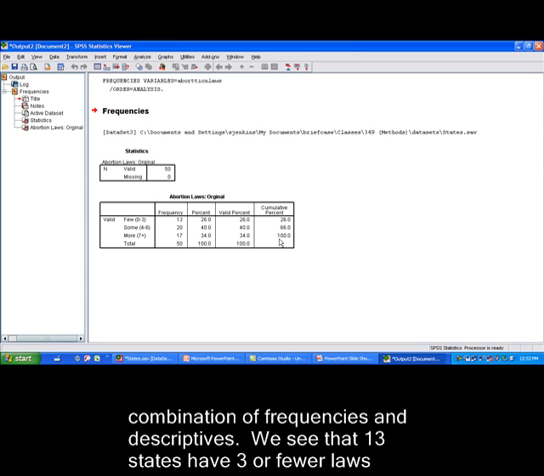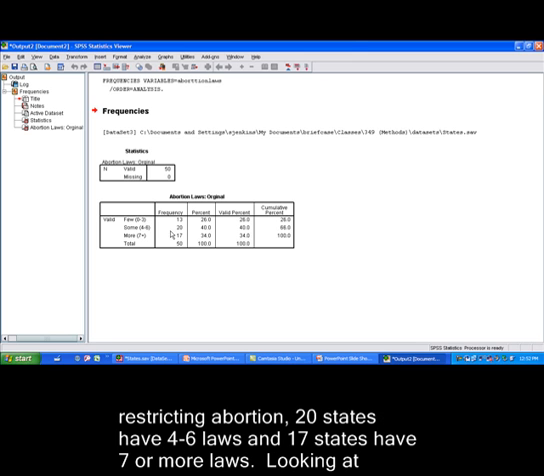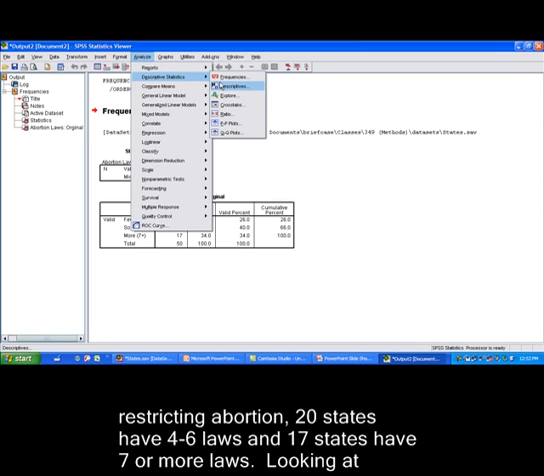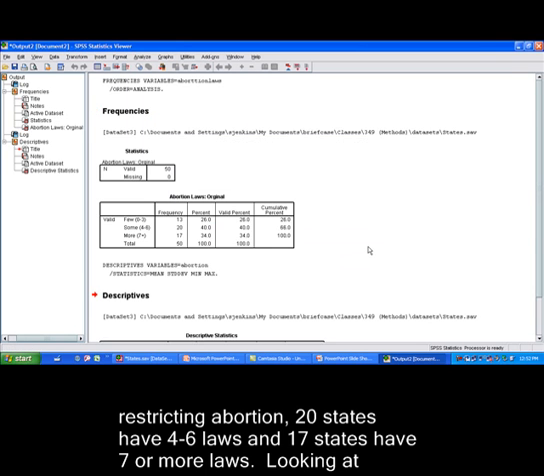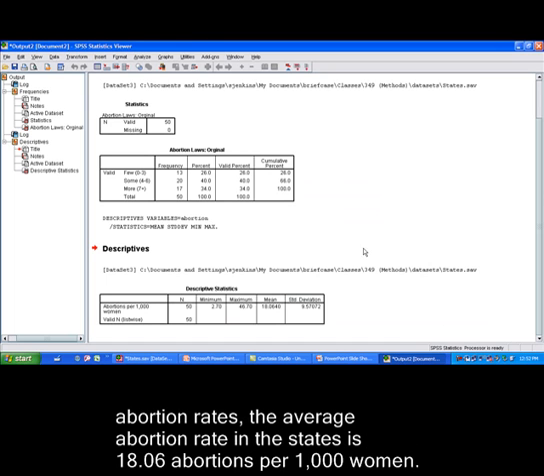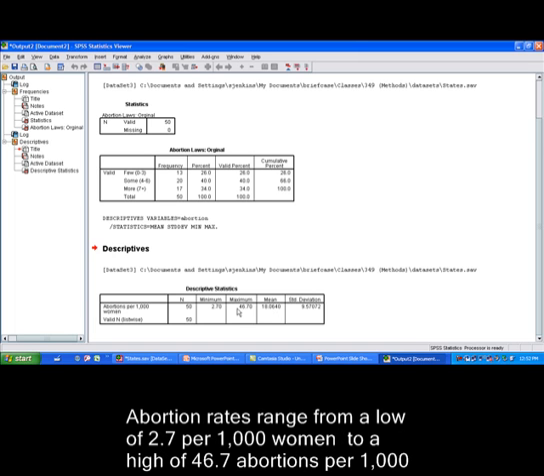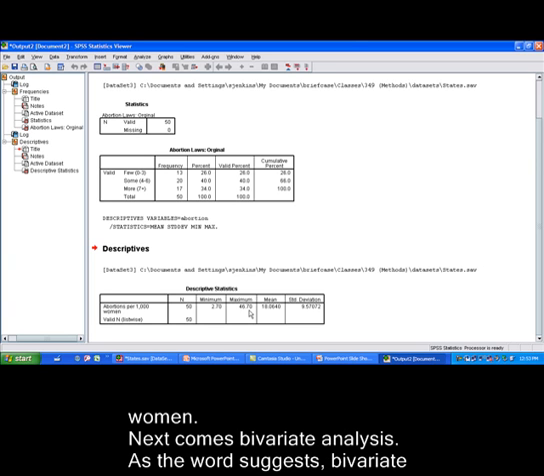In this example, we see that 13 states have 3 or fewer laws restricting abortion, 20 states have 4 to 6 laws, and 17 states have more than 7 laws. Looking at abortion rates, the average abortion rate in the states is 18.06 abortions per 1,000 women. Abortion rates range from a low of 2.7 per 1,000 women to a high of 46.7 abortions per 1,000 women in these states.